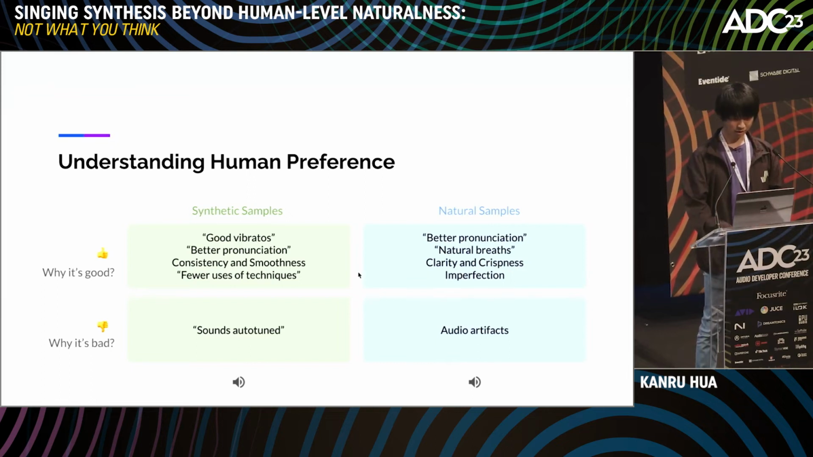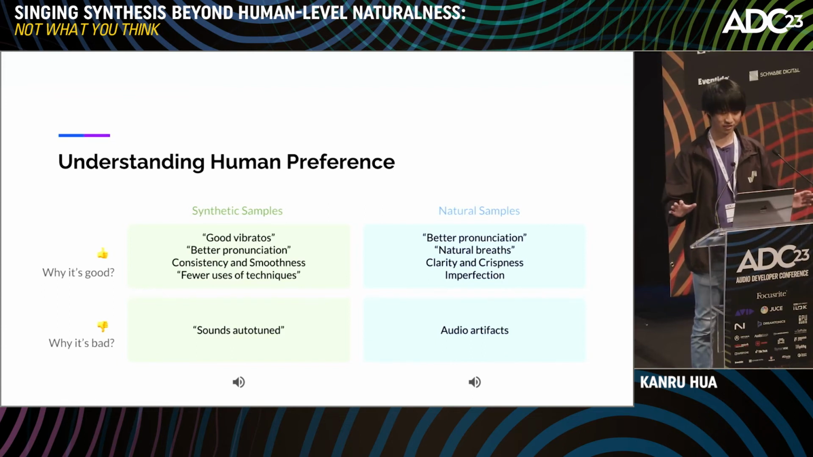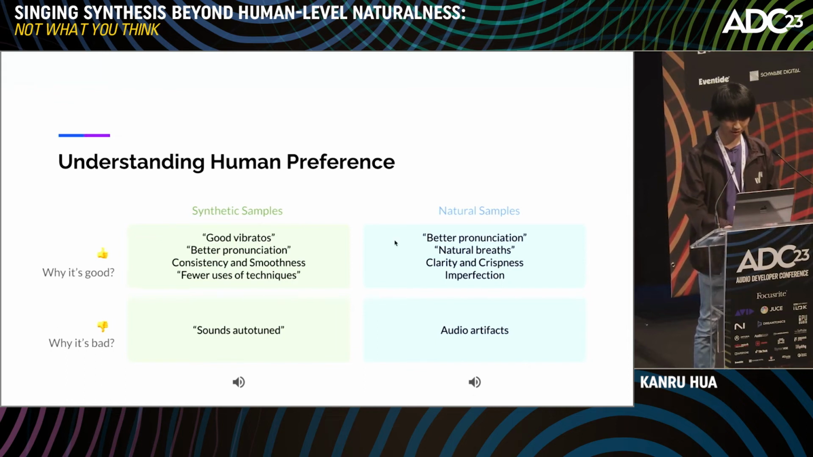We also saw some people mention that fewer uses of technique is natural, because natural means don't use too many techniques. But the exact opposite can be said for natural samples. It uses more techniques, so it's natural. We also see both sets of people mention better pronunciation. We don't know what is better pronunciation, but better pronunciation is natural. We also see people mentioning the synthetic samples on auto-tune, but it's not shown here, there are also people commenting on natural samples on auto-tune.